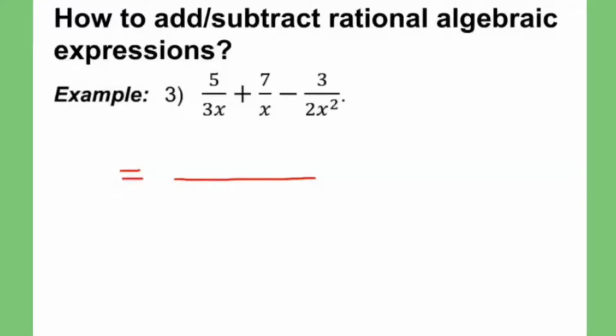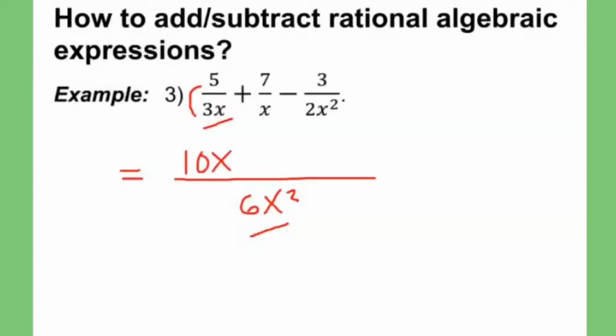Kopyahin lang natin yung LCD na 6x squared. Kapareho ng ginawa natin sa pag-add at pag-subtract ng fractions, yung LCD natin ay i-divide lang natin sa ating previous denominators. So in this case, we have 6x squared divided by 3x. The answer would be 2x. And we multiply 2x to our numerator 5. So 5 times 2x equals 10x.